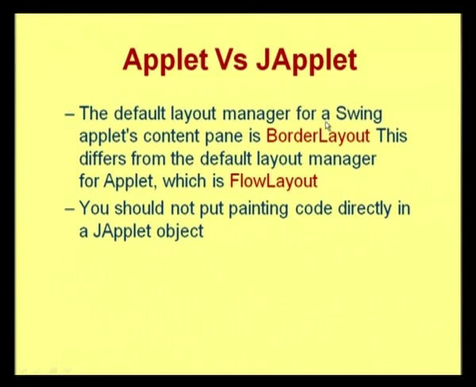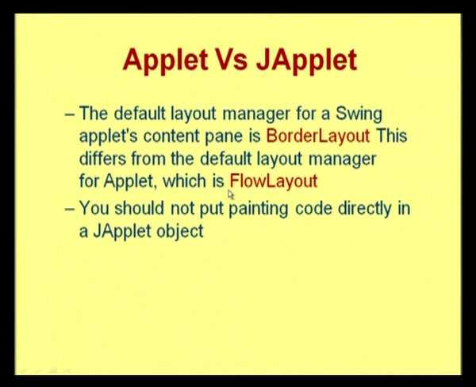Next, the default layout manager for a Swing applet content pane is border layout. This differs from the default layout manager for an applet, which is flow layout. The applet that we have seen is just an applet, it's not a JApplet. So here we had flow layout as the default layout. In your first program you set it to null. In your second program, we have set it to grid layout, whereas the default layout would be flow layout. It will place the components in the fashion in which they have been added. So this is the difference. Whenever I add some contents onto my JApplet, it will follow border layout, so I have to specify exactly where my component needs to be placed.